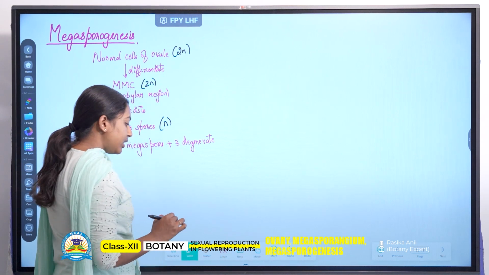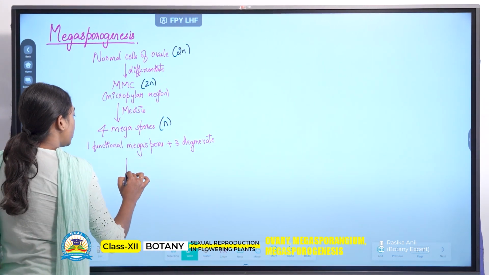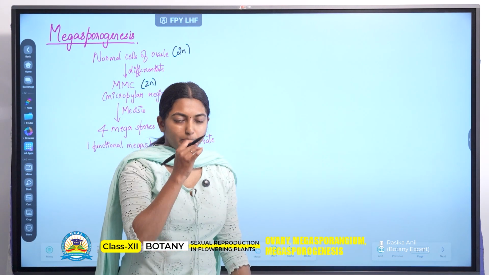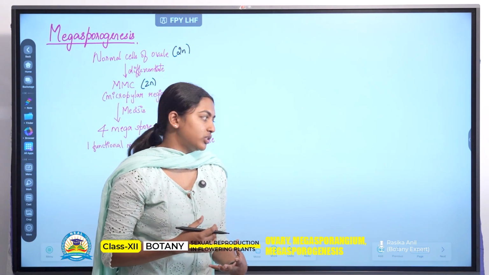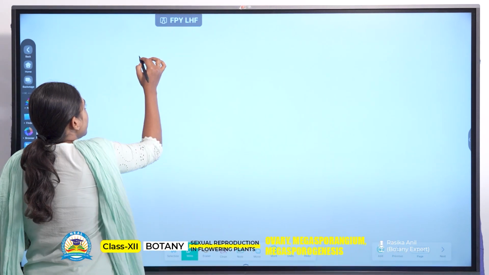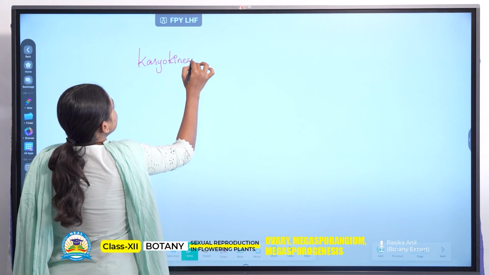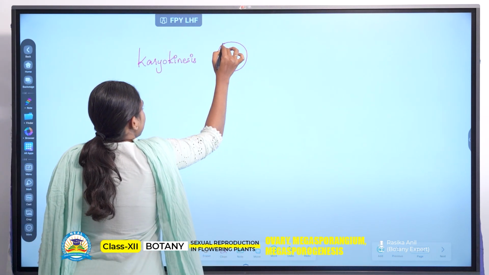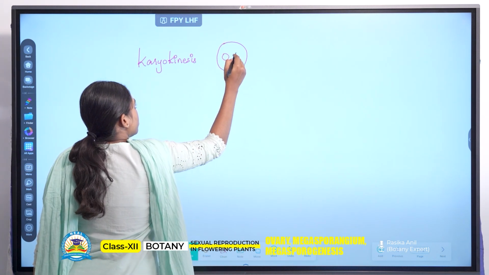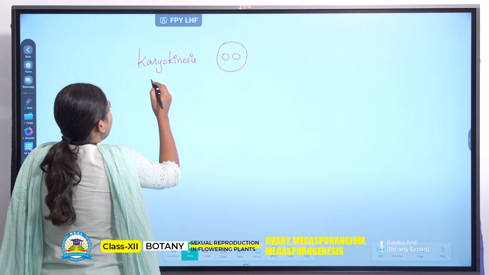Fine. So what happens to this one functional megaspore is that it will start undergoing free nuclear division. Now I want to make clear what is free nuclear division. When you take a cell division, first of all you will have karyokinesis. Karyokinesis is nothing but in a cell, one nucleus will become 2 nuclei. That is division of nucleus, which is what you call karyokinesis.